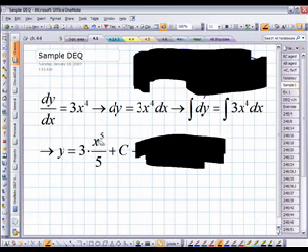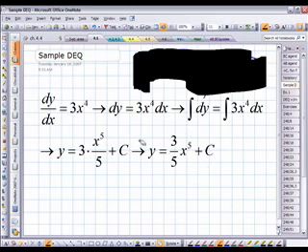So the way I got 3x to the fifth over 5 is, when you think of differentiation, constant multiples don't affect anything, so the 3 is just here. And we're antidifferentiating, so we're doing the opposite of the power rule. So rather than multiplying by the exponent and subtracting 1, we divide by the exponent and add 1. So x to the fourth becomes x to the fifth over 5. And so finally we can write it like this.